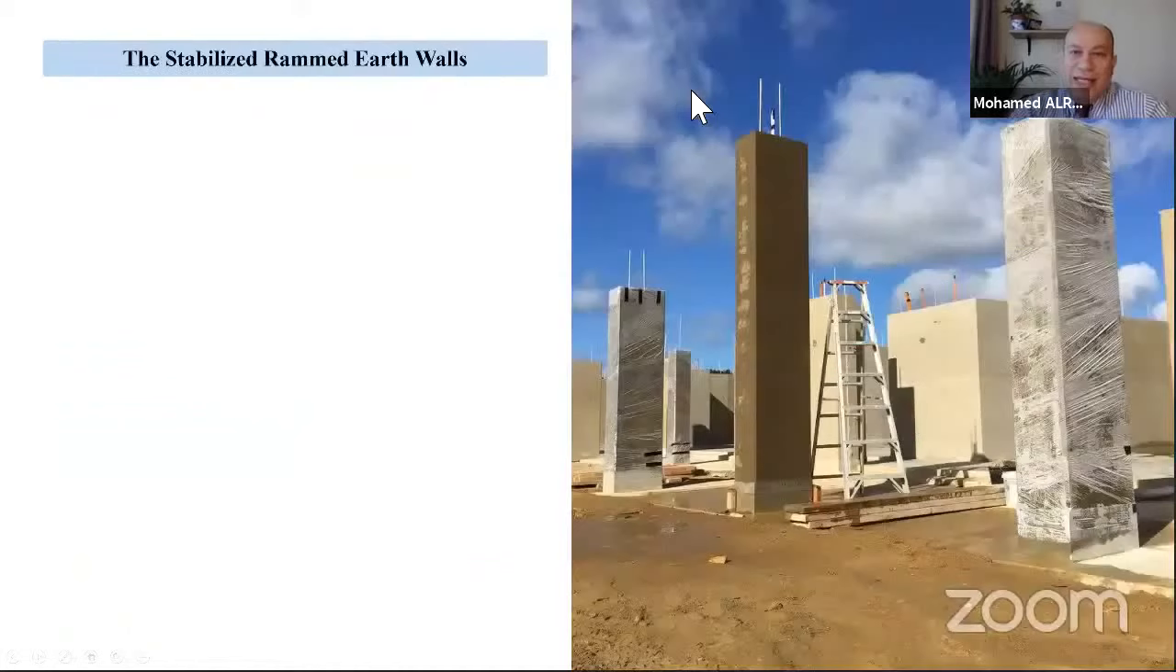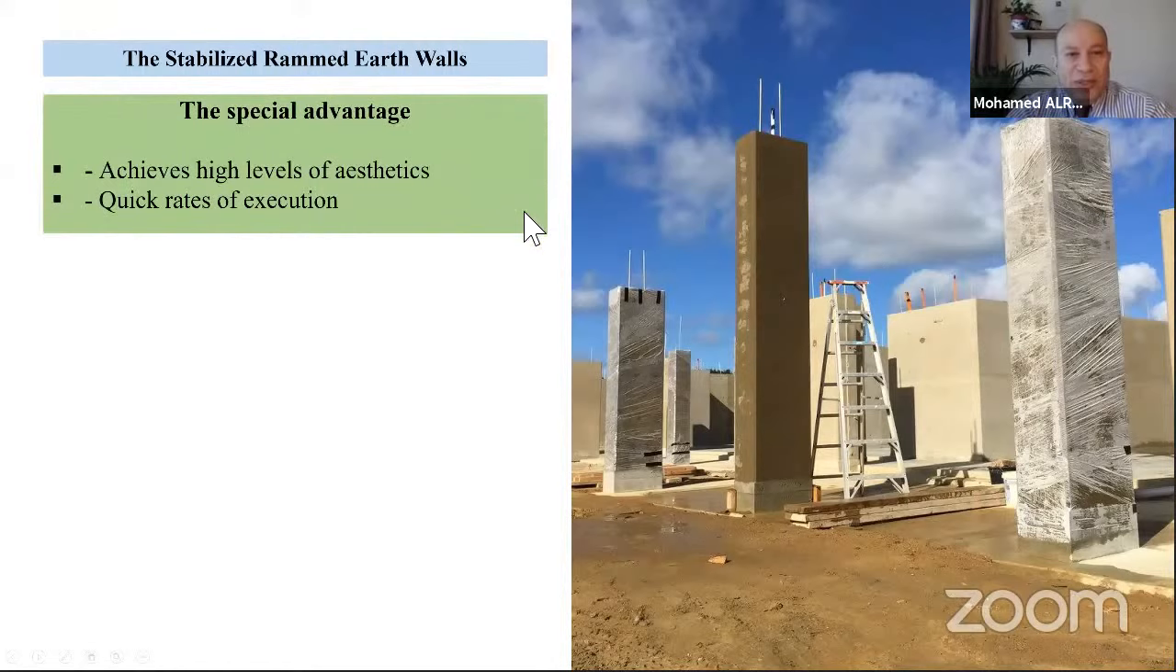But for sure, each one has its own advantages and disadvantages. Starting with stabilized rammed earth, what are the advantages of this technique? The major advantage is that it achieves high levels of aesthetics. It has a wonderful appearance, especially when we add some coloring oxides, and when the natural soil becomes different in colors. It gives an appearance like marble. And it is very quick in application, because you are casting big sections at once. But there is a special disadvantage.